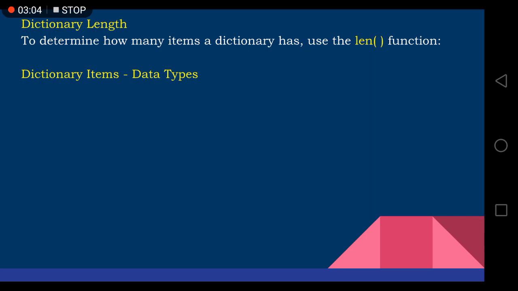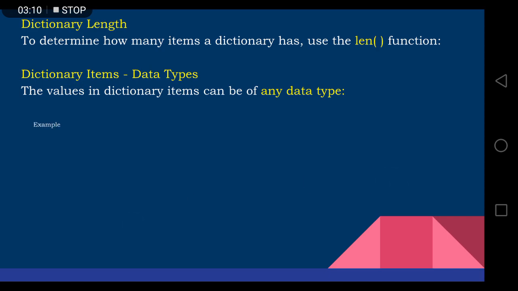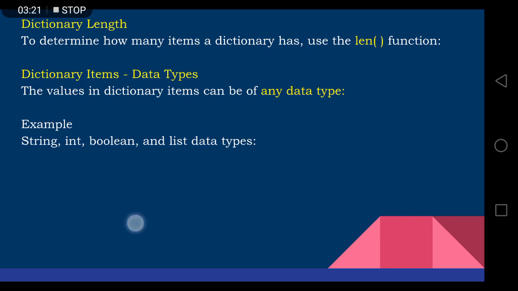Then we have another topic, dictionary items or data types. Here this dictionary can have a collection of any data types. As I just mentioned in the previous example, we have string, int, boolean and list data types. So anything can be inside the dictionary. A dictionary can consist of a different collection of variables or data.